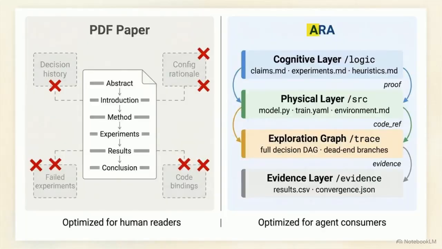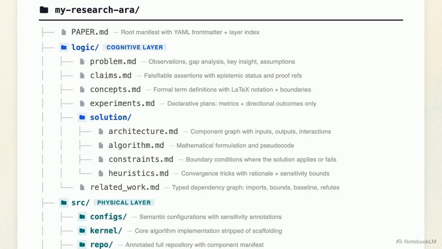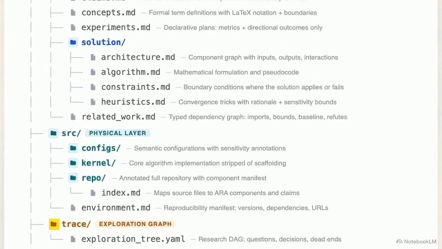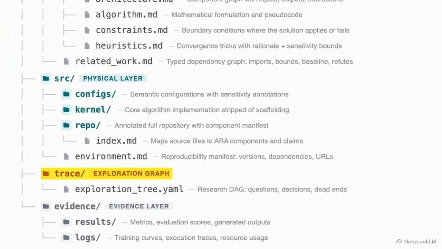The Agent Native Research Artifact, or ARA, is a deliberate engineering response to this deficit. It replaces the narrative document with a machine executable package. This structure organizes research across 4 knowledge layers. The cognitive layer distills concepts into queryable claims. The physical layer contains executable code and operational specifications. The exploration graph retains the branching trajectory of failed experiments and pivots, and the evidence layer isolates raw empirical outputs.